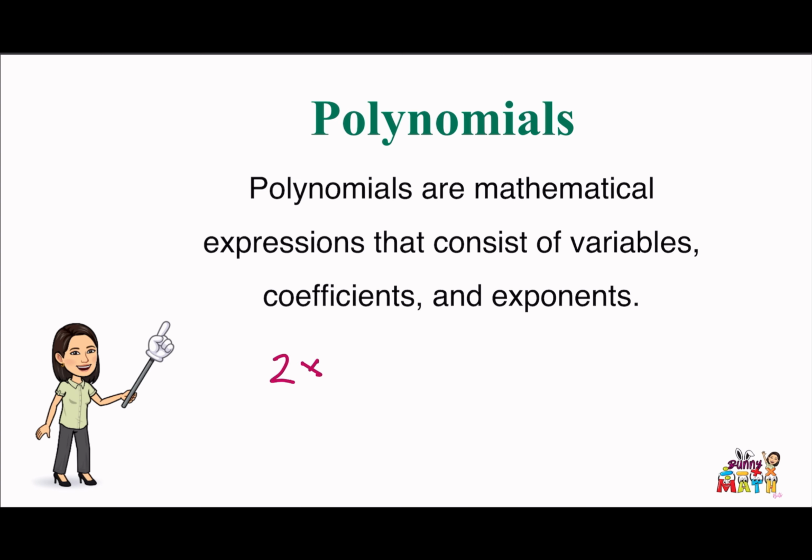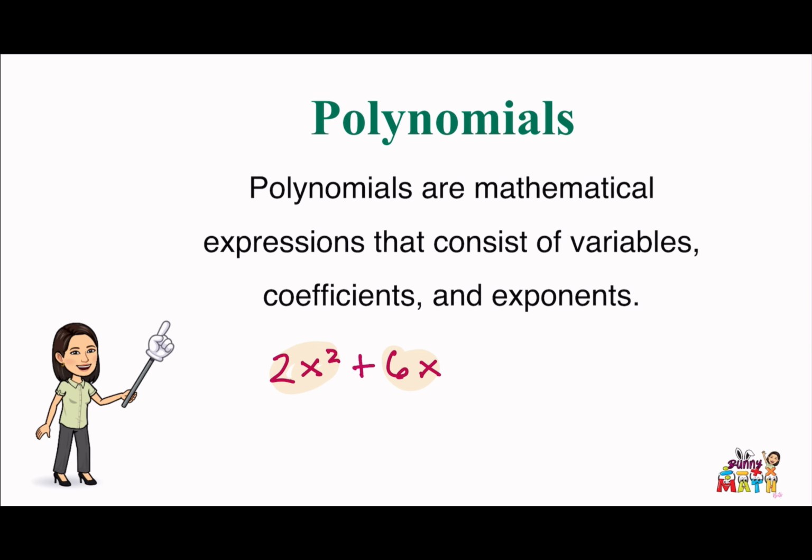Given we have 2x squared plus 6x. In this example, we have two terms, 2x squared and 6x, and each term consists of variables, coefficients, and exponents.